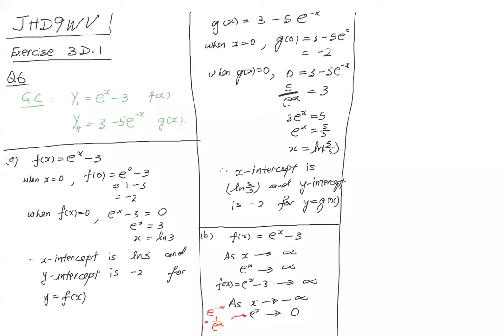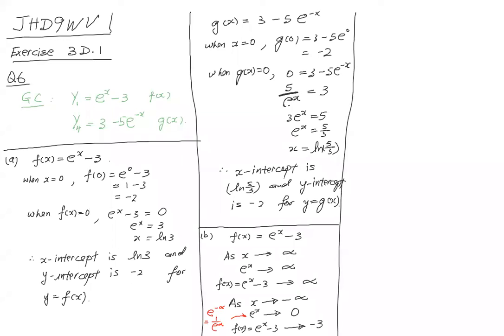f(x) equals e to the power x minus 3, as x approaches negative infinity. From above or from below? Is this the lower limit or upper limit? This is the upper limit.